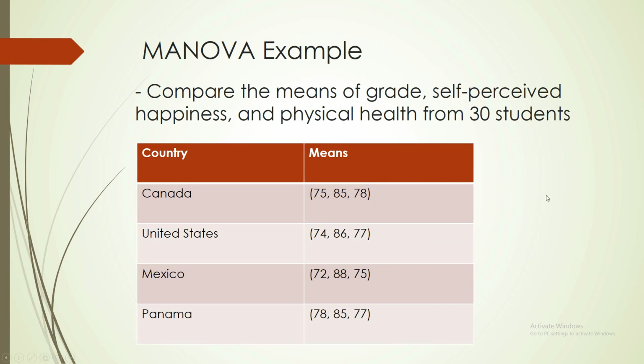So a good place to use MANOVA is, let's say we are trying to compare the mean scores of student grade, self-perceived happiness, and physical health from 30 students between 4 different North American countries: Canada, United States, Mexico, and Panama. And these are the means of these 3 variables from a data set. So we are trying to see if these mean vectors are significantly different between these 4 countries. That's when we use MANOVA. Now, these numbers are not actual numbers for these variables in these countries. So Canada, US, Mexico, Panama, please don't be offended by these numbers. I just made them up.